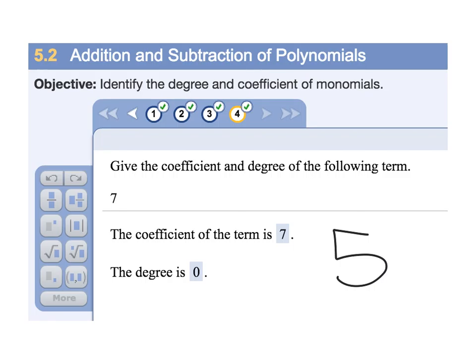Now if we go 7m, your coefficient is still 7, but now your degree would be a 1.